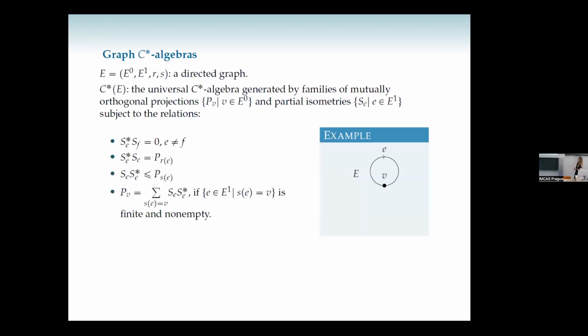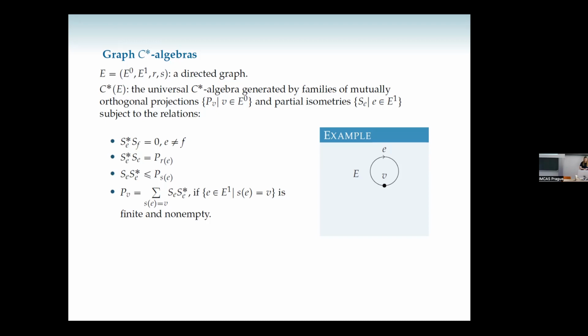Okay, so let me give you the definition of a graph C*-algebra first, because everything we will be doing will be on graph C*-algebras. So we take a directed graph. Here we have the set of vertices, E^0, and the set of edges. And then we have the range and the source map. The source map tells you where an edge starts and the range map where it ends.